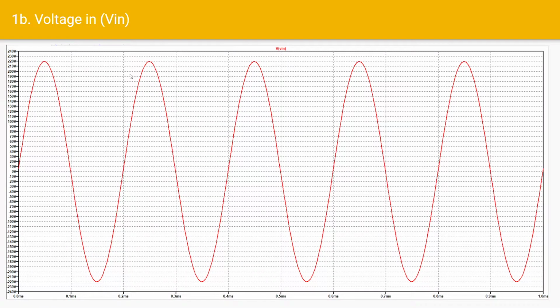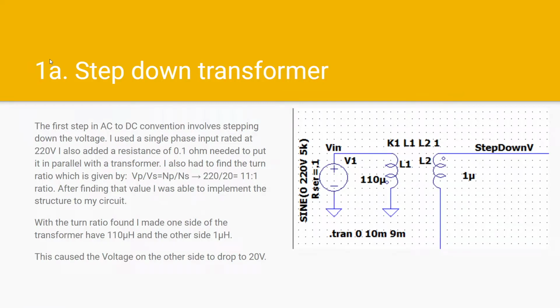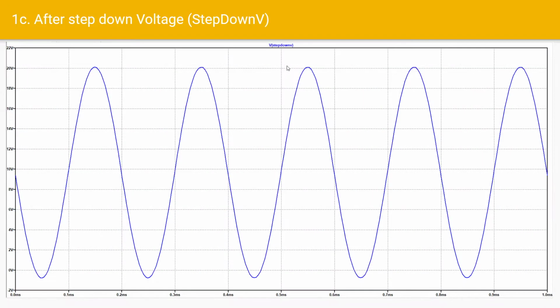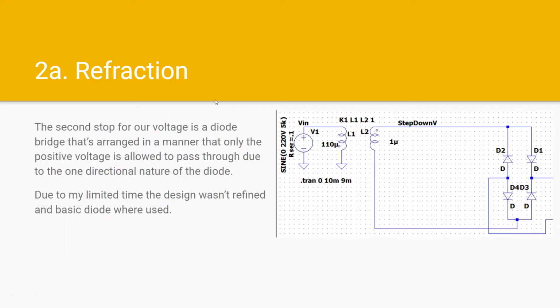This is showing our V-in of 220 volts at 5k hertz, and then this is our stepped down voltage reaching 20 volts, as shown here. Oh, and just to point this out, I also didn't fully rectify the wave as shown here. We were still giving a little bit of negative value.